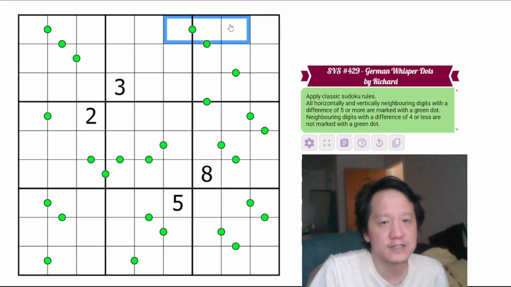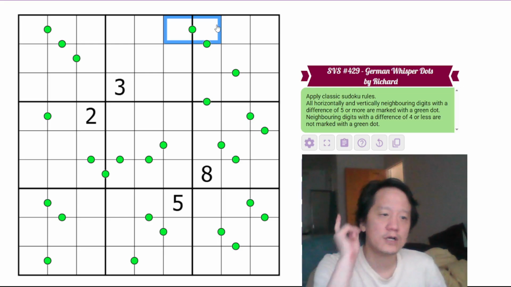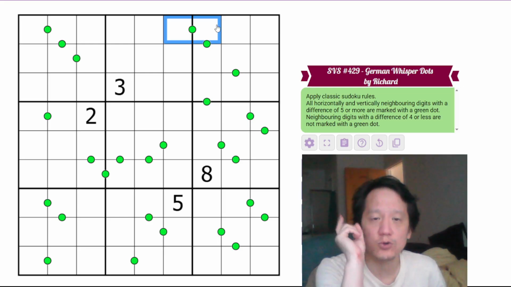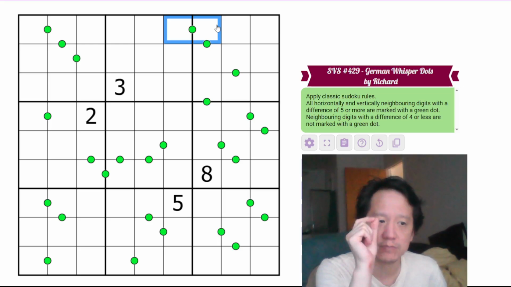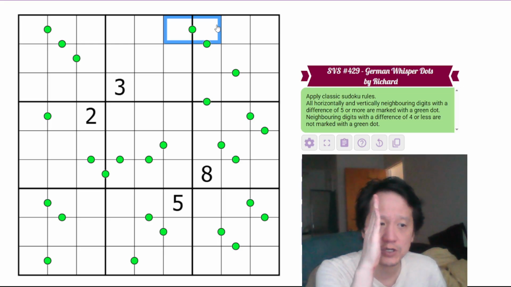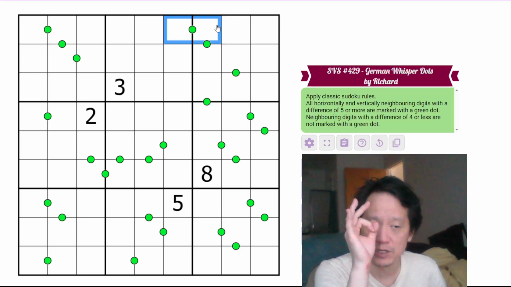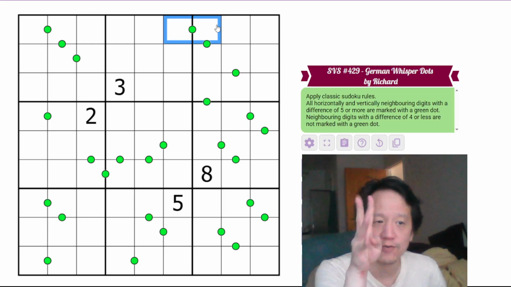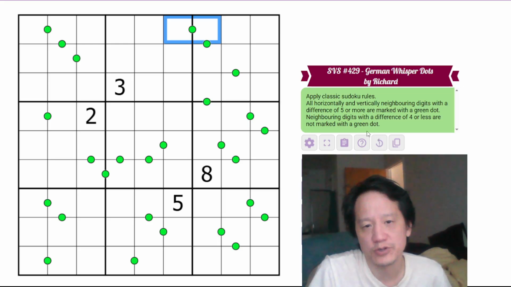And every instance where you have two cells that share an edge which contain digits which are 5 or more apart, you will have a green dot in between them. So the negative constraint applies. And neighboring digits which share an edge, which do not have a green dot between them, have a difference of 4 or less. So that is the negative constraint, essentially, put on paper.